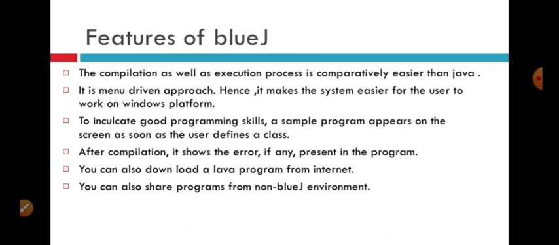Means the definition, the documentation, how to do these things, it has been defined over there with the help of one example as soon as you create your class name and double click on it, then you get it in front of you. So this is one of the good features of BlueJ. Next, after compilation, it shows the error if any is present in the program. Yes, if there is any error, then at the same time it will give you the error.